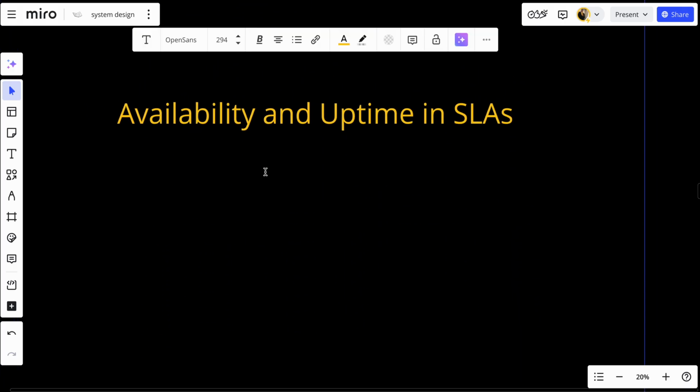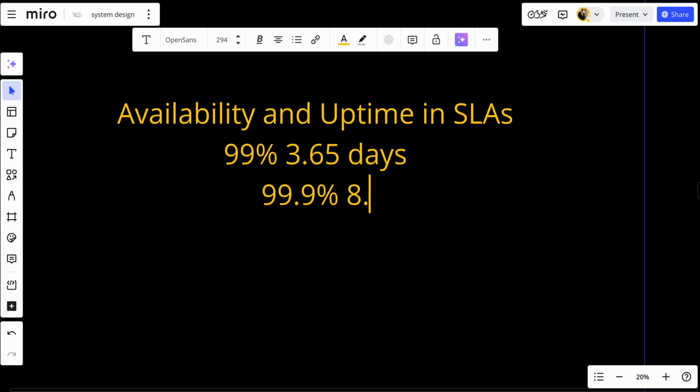Okay, let's talk about availability and uptime in SLAs. One of the most important terms in an SLA is availability, often referred to as uptime. This is usually expressed as a percentage over a given period, typically 1 year. Common uptime levels: 2 nines allows for about 3.65 days of downtime per year. There are 3 nines, which allows for about 8.76 hours of downtime per year.